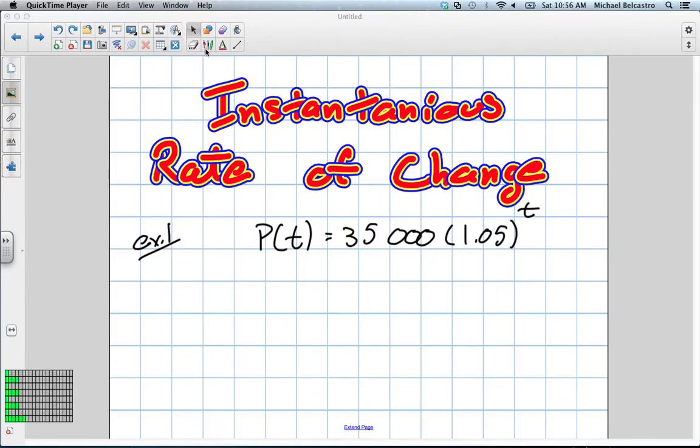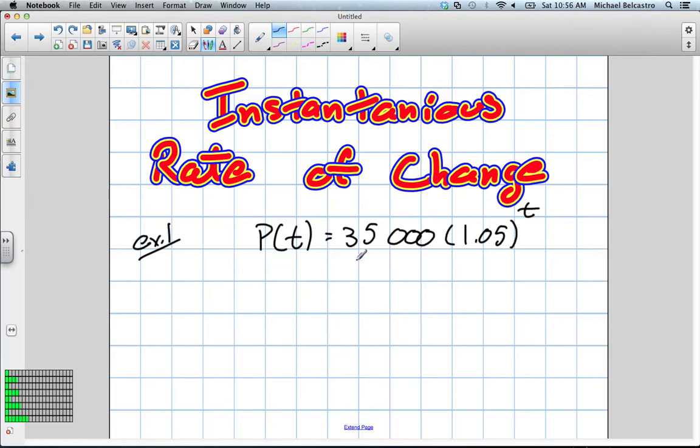Okay, same question, population here. Here's the equation for it. Before, what we did is we found the slopes before 15 and after 15, because we're looking for the estimated instantaneous rate of change when we're 15 years past the year 2000.